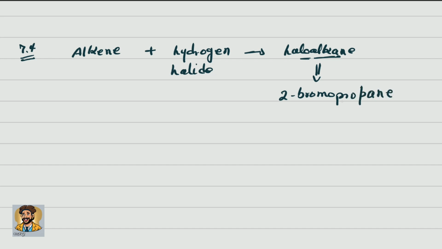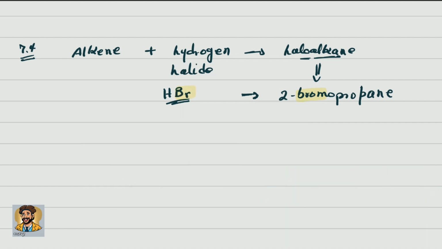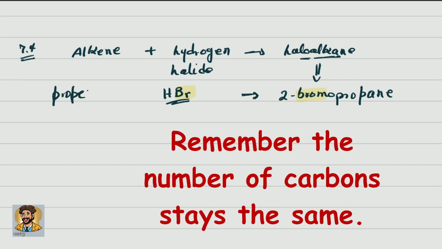We're starting from the back. So it means that the hydrogen halide used was hydrogen bromide. How do I know that? Because of the bromo. This bromo must come from here. And then the alkene must be propene. But let's say you are not sure about the alkene.